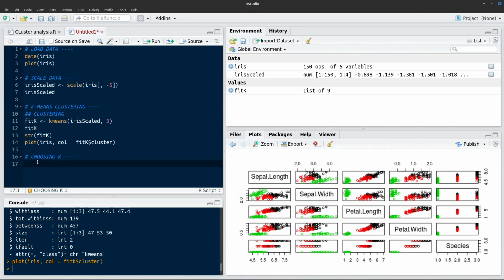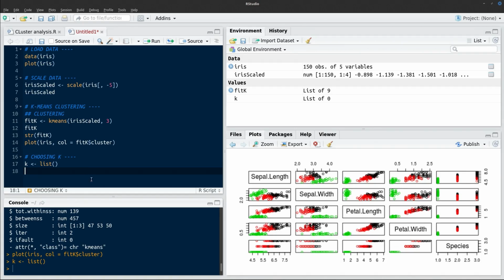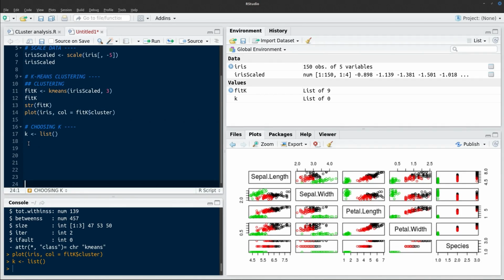So let's initialize an empty list called k. And let's say for i in 1 to 5, the ith value in the list k is the result of the Kmeans algorithm of iris scaled, and the number of centers is going to be equal to i.